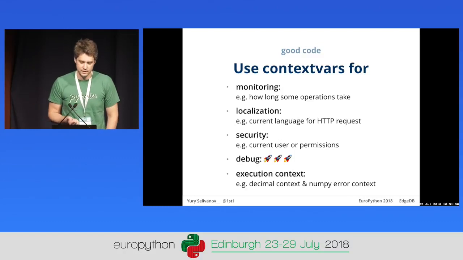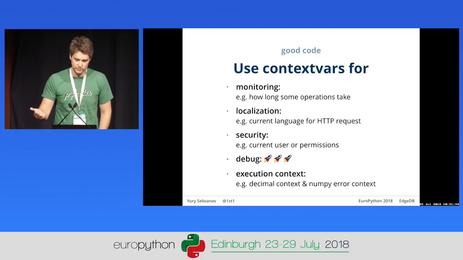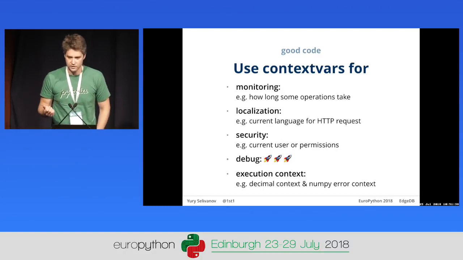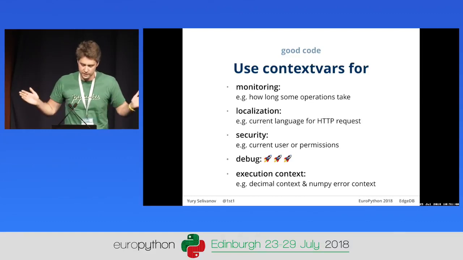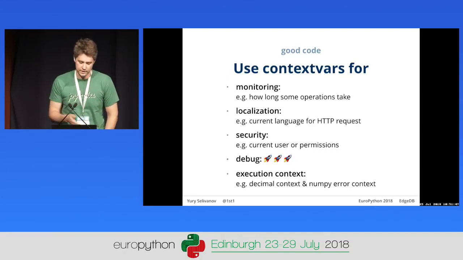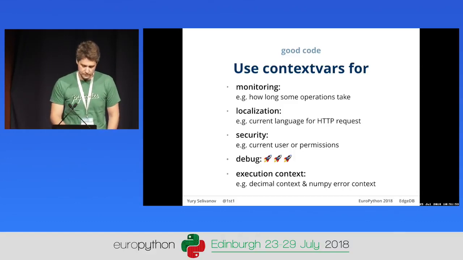You can just create a temporary context variable, put something into it, and see if it reads in some callback or some asynchronous function, basically to check if the things are connected, something like that. And you can use it to store execution context. For instance, decimal context or NumPy error context will use context variables to work correctly in async await.